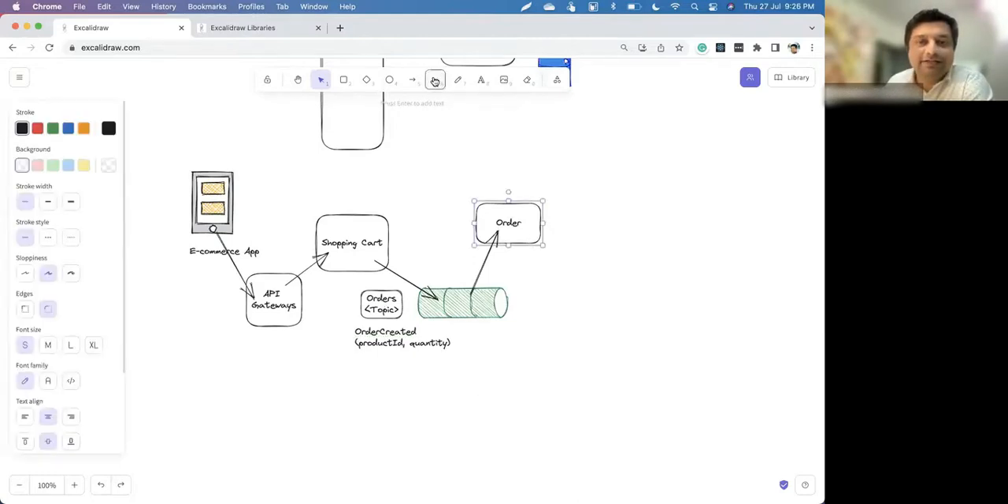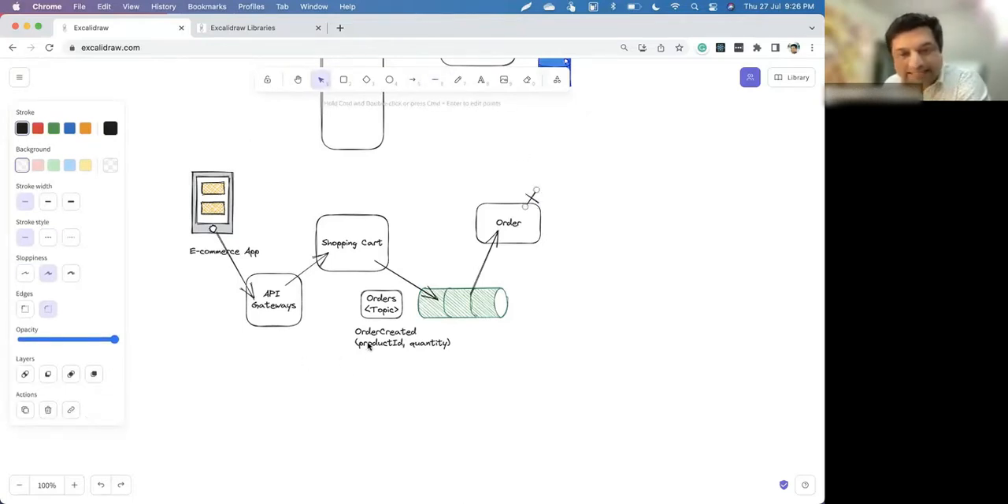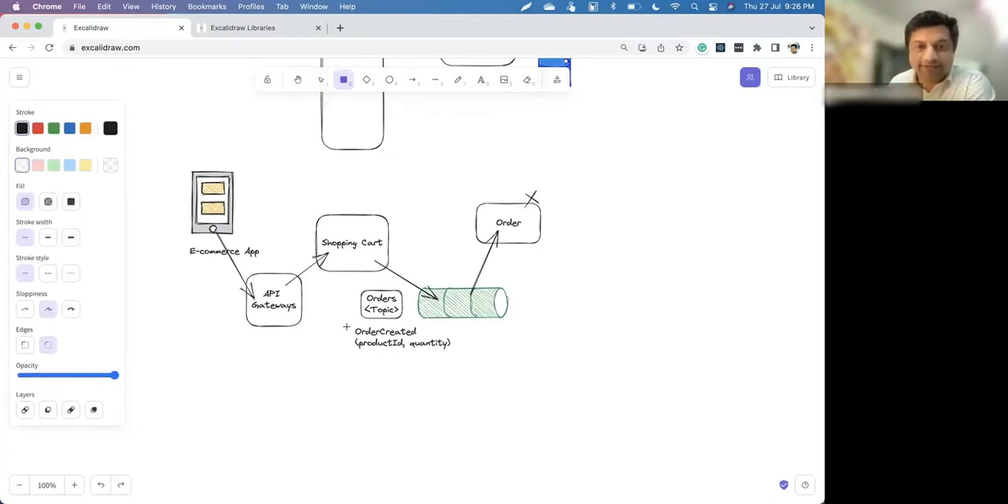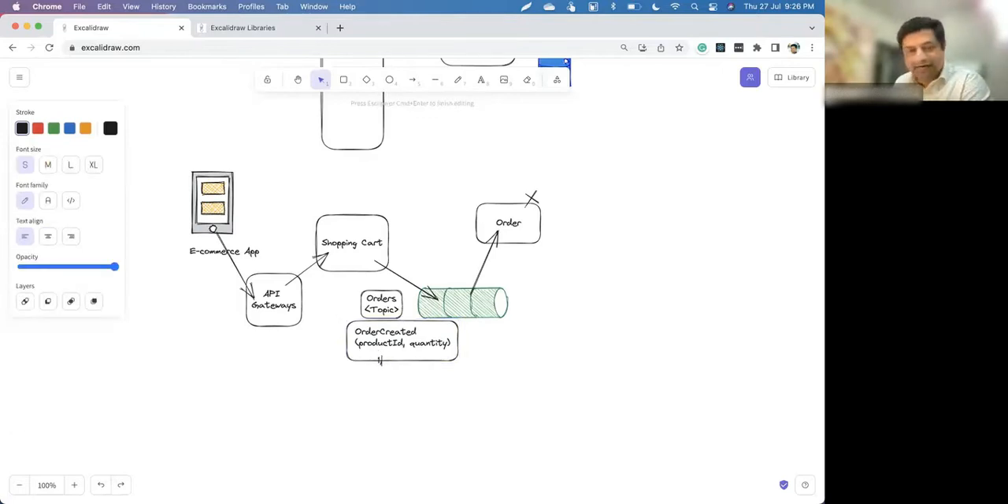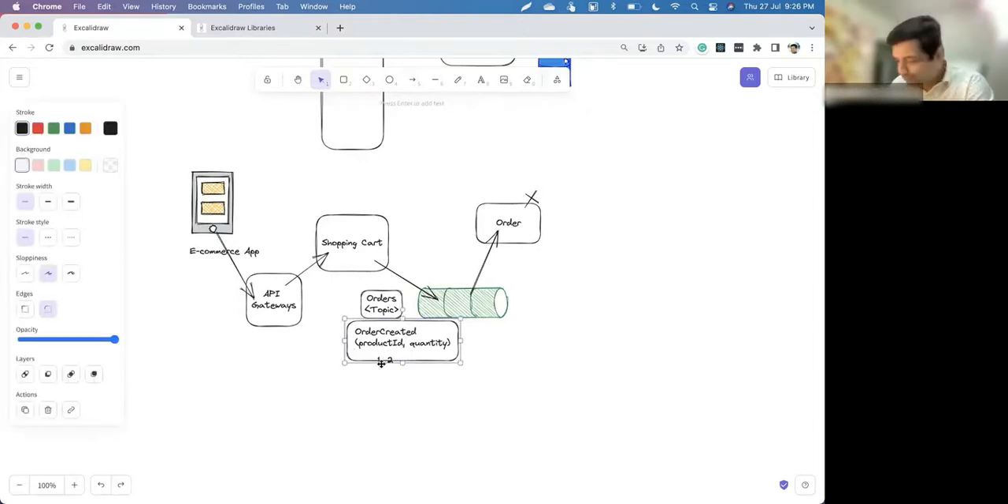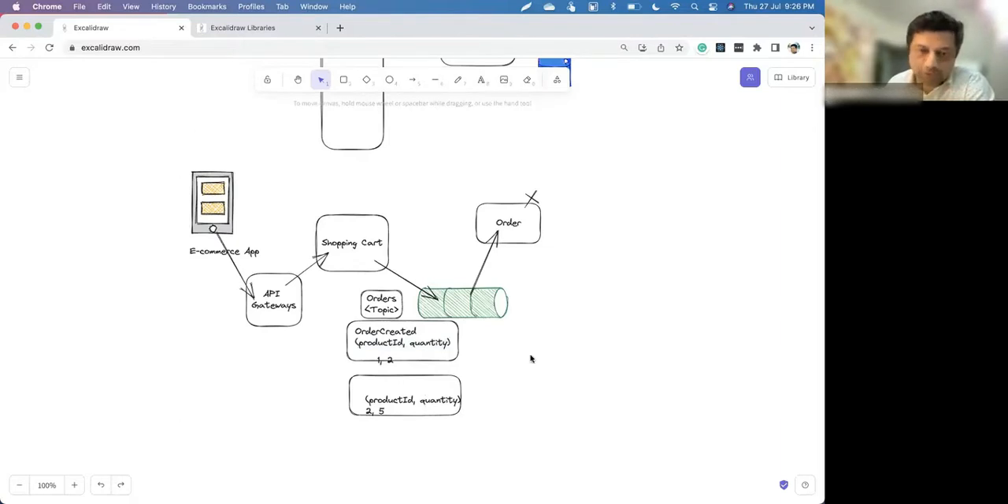Now, assume order service is down. No problem. You will get more and more events or messages. Both are the same thing. Events and messages are almost the same. So let's say this is product ID 1, quantity 2. Then there is another, someone else also created another order. So same, maybe some other details are there here. Say you have product ID 2, quantity 5. This will also be stored in the queue.